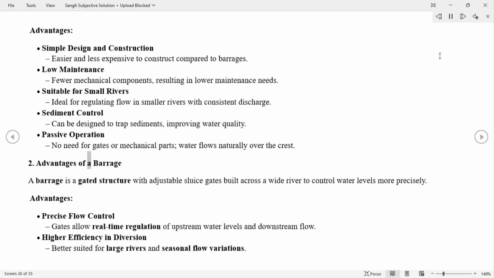2. Advantages of a barrage. A barrage is a gated structure with adjustable sluice gates built across a wide river to control water levels more precisely. Advantages: precise flow control. Gates allow real-time regulation of upstream water levels and downstream flow. Higher efficiency in diversion: better suited for large rivers and seasonal flow variations.